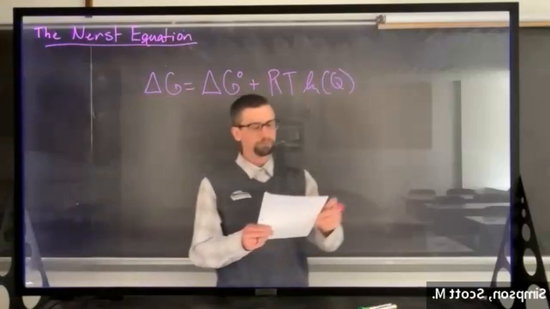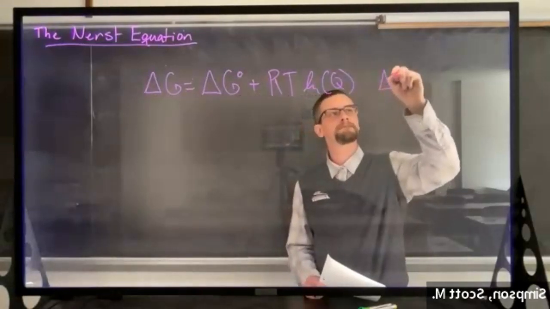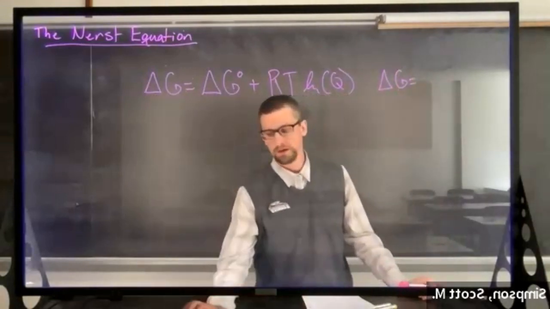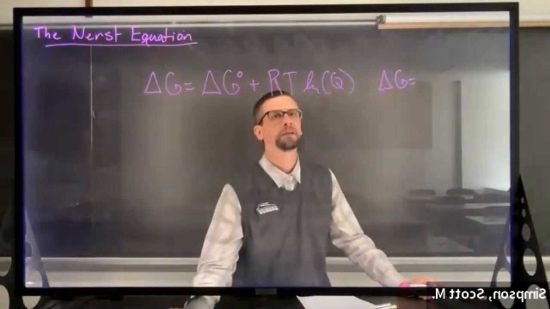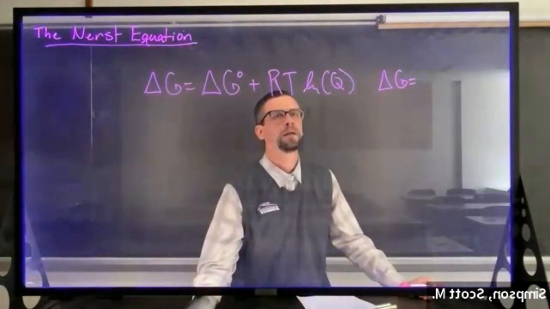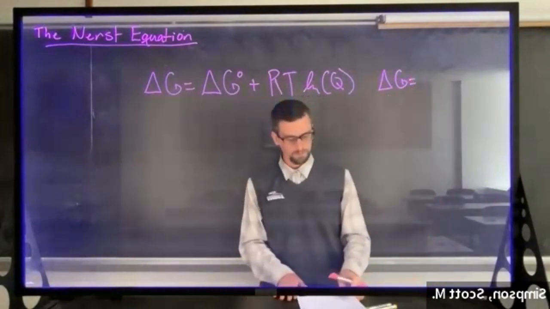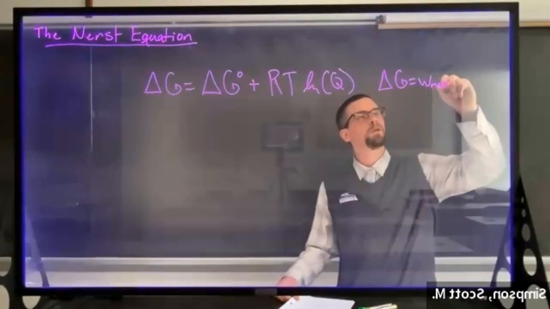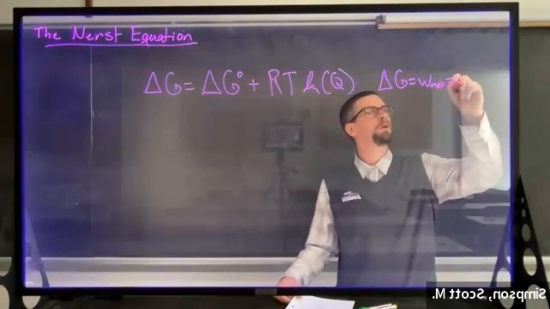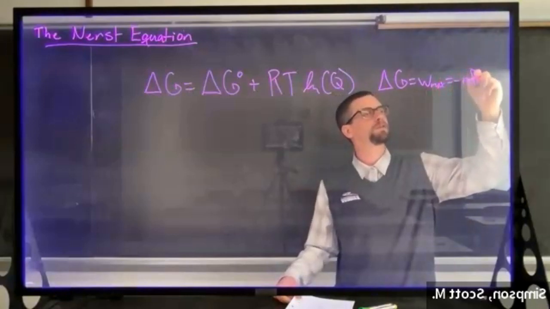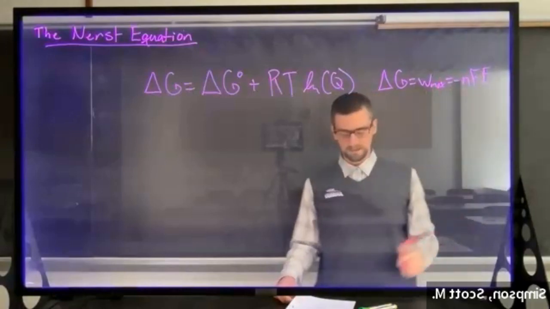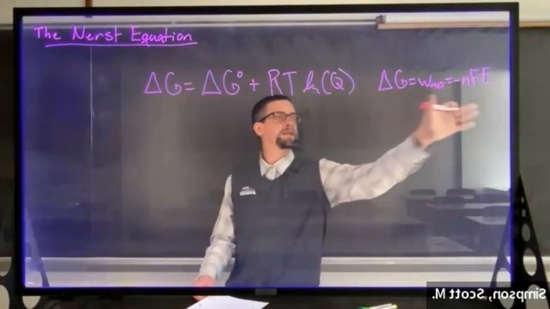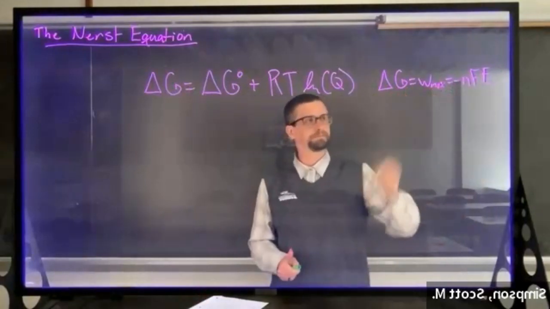We also know that delta G is equal to the maximum work you can get out of a chemical reaction, w max, which is also related to the negative moles of electrons transferred times Faraday's constant times E, the potential for the cell that we're looking at. So we're going to utilize this expression.